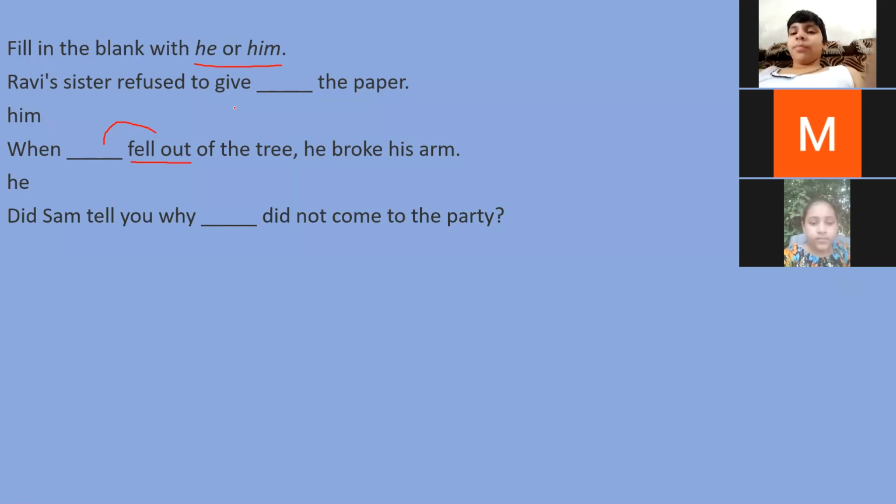Next, did Sam tell you why he or him did not come to the party? So which pronoun will come here, he or him? Again I tell you, he is subjective case, meaning nominative case, and him is objective case. So which pronoun will come here? Who will tell me? Raise your hand.